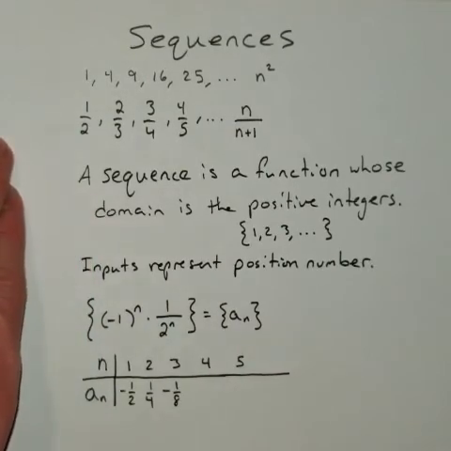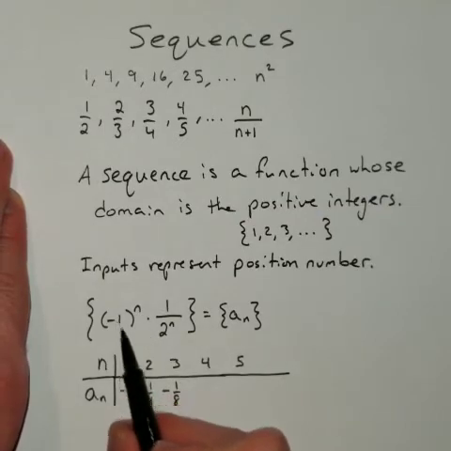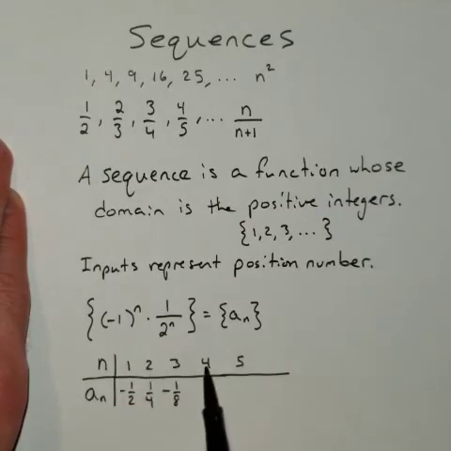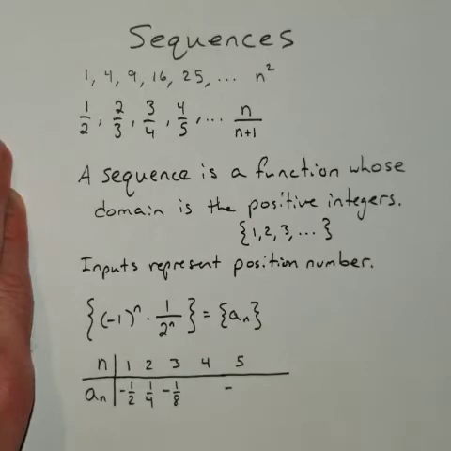And what you'll find in this particular sequence is that the sign alternates from negative to positive to negative to positive, because the position number is the power on the negative. Every time you hit an even, it'll be positive, and every time you hit an odd, it will be negative. Okay, so I know the 5 is also going to be a negative.